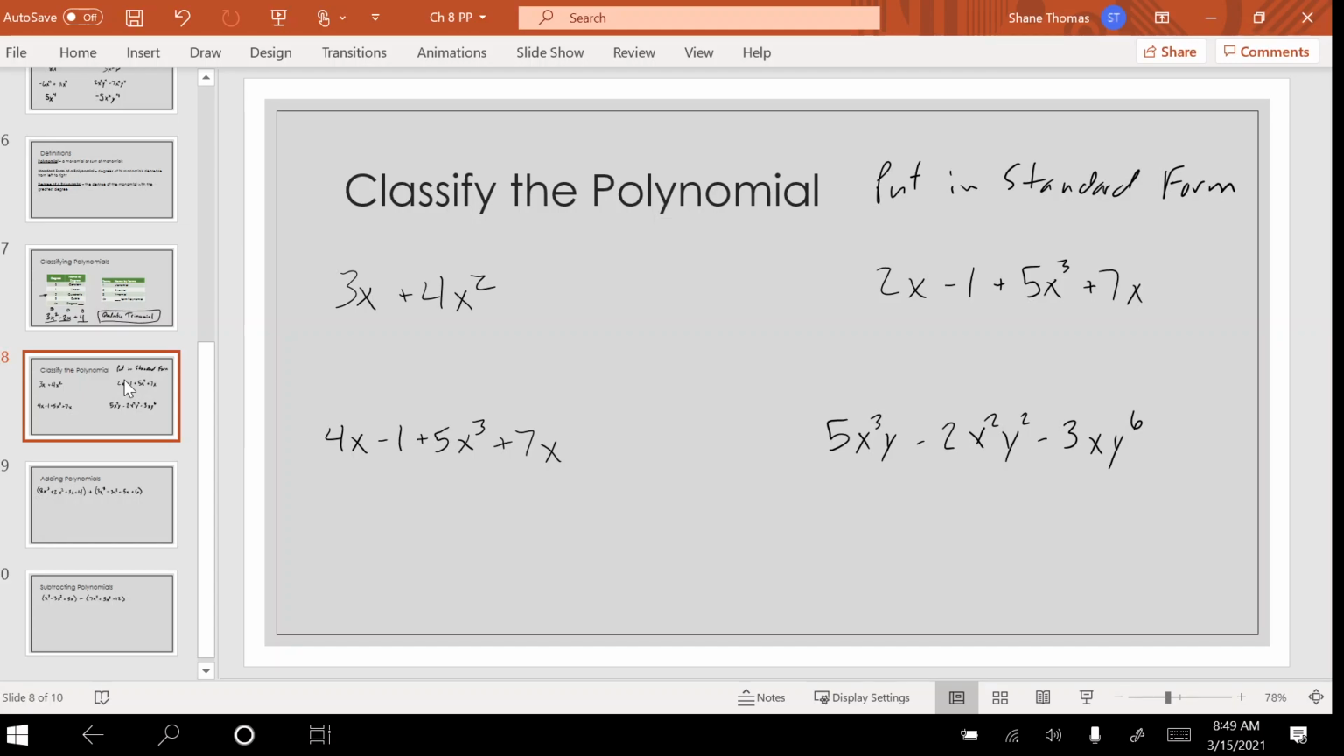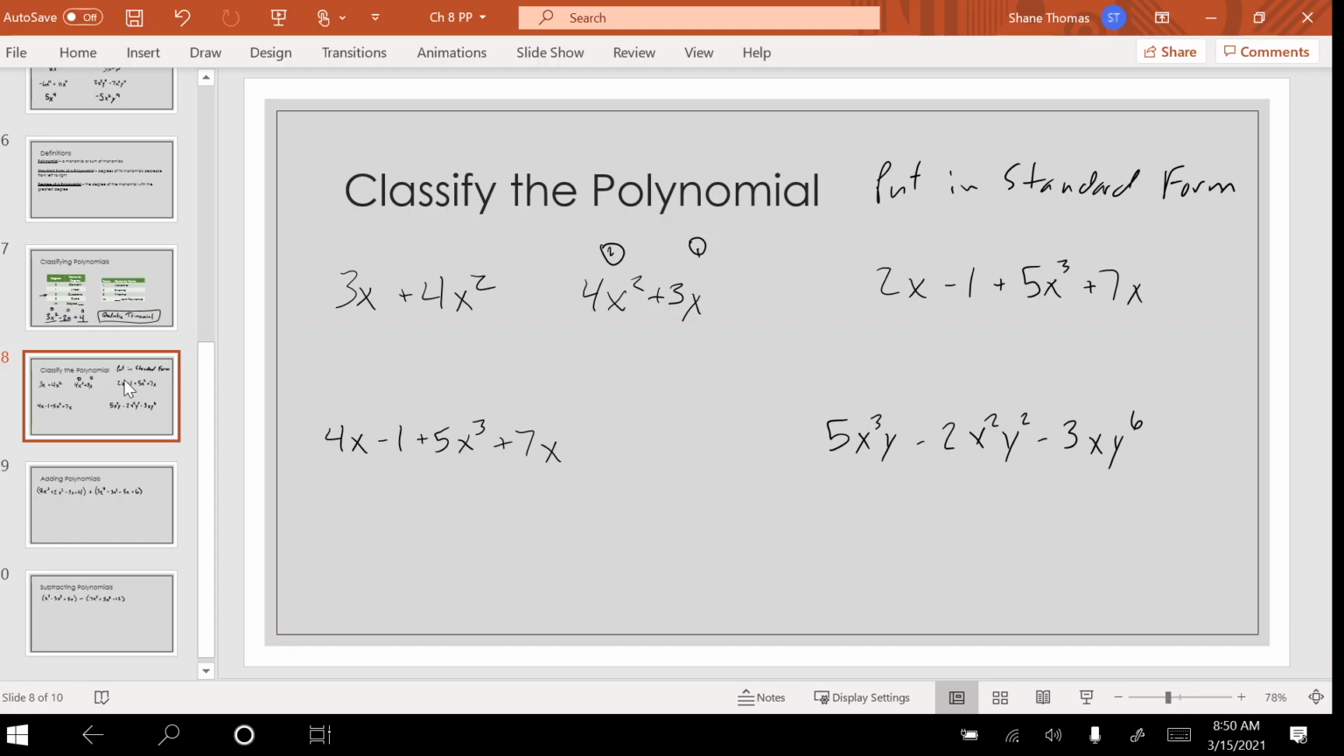So look at this first one here. I have 3x plus 4x squared. If I want to put it in standard form, I just need to switch the order of them. So I need x squared and then x to the first. I need them in descending order. So I'm going to rewrite this as 4x squared plus 3x. So this had to switch the order. Biggest power to the left and then descend. Now, what is the degree of my 4x squared term? Just 2, right? What's the degree of 3x? 1.